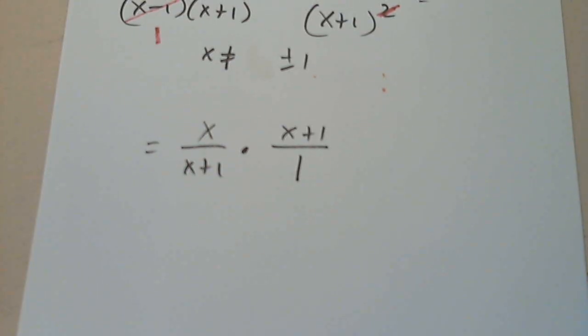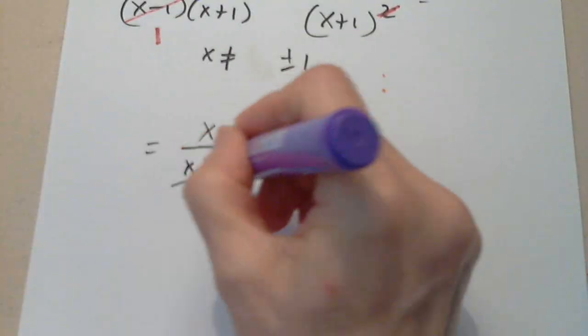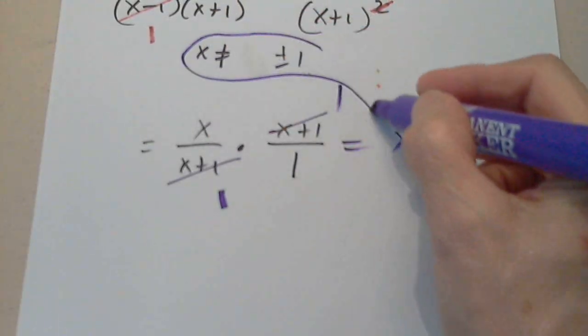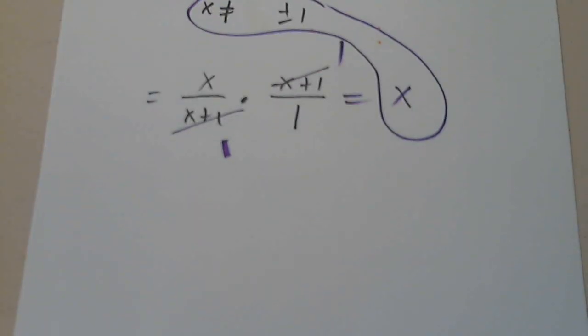X plus 1, indeed, 1 from the top and 1 from the bottom. So the final simplified form is x, but actually the correct answer includes the restrictions. The simplified form of this division of two rational expressions is plain x, only under the condition that x is never ever going to be plus or minus 1.